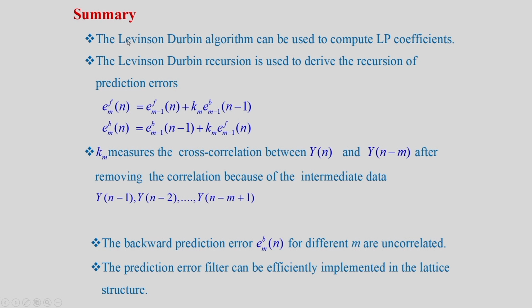Let us summarize the lecture. The Levinson Durbin algorithm can be used to compute LP coefficients. The Levinson Durbin recursion is used to derive the recursion of the prediction error. These are the two expressions we obtained. The reflection coefficient Km measures the cross correlation between yn and yn minus m after removing the correlation because of the intermediate data yn minus 1, yn minus 2 up to yn minus m plus 1. The backward prediction errors EmBn for different m are uncorrelated. That also we established. The prediction error filter can be efficiently implemented in the lattice structure.